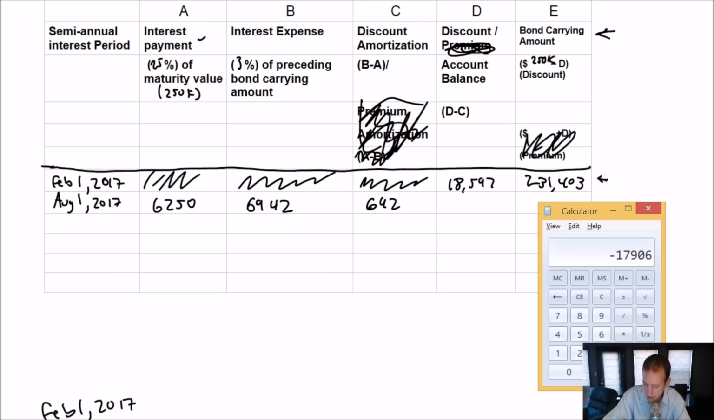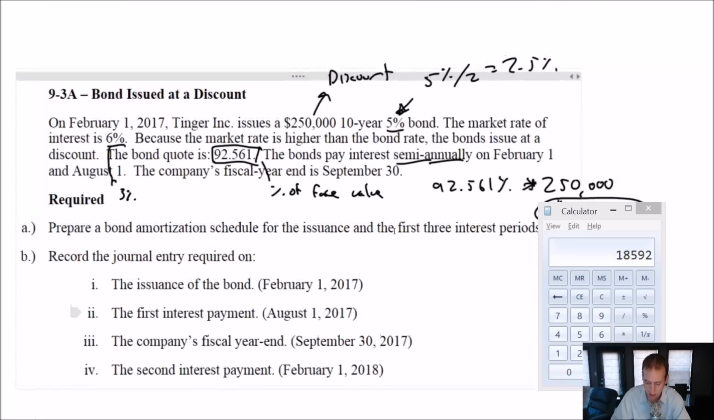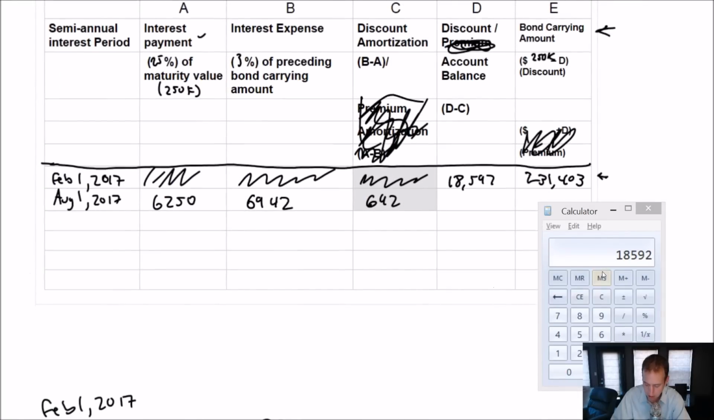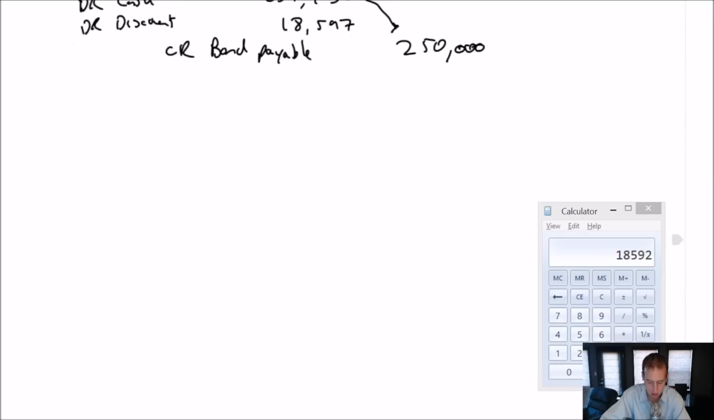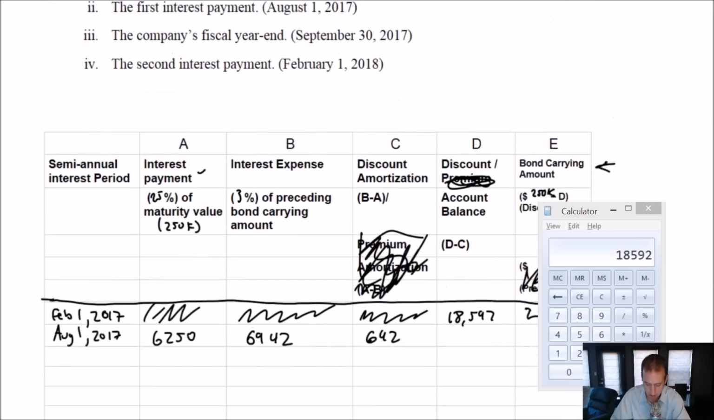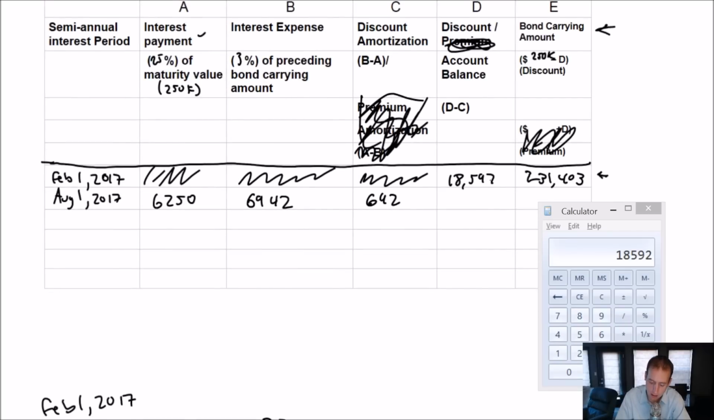Let me try that again. 18,590. Is that a 2 or a 7? Sheesh, I can't read my own writing. Oops, why can't I go down any further? This is strange. 18,597. So 18,597 minus 692. Sorry about my writing here, folks. And I get 17,905.